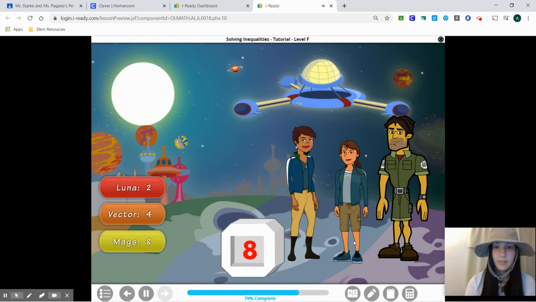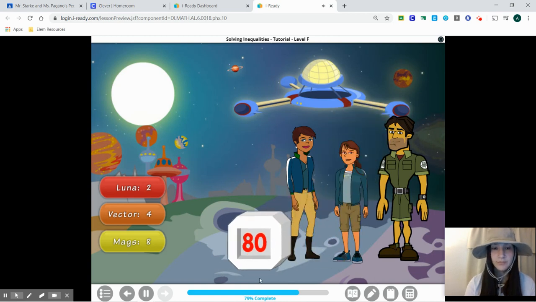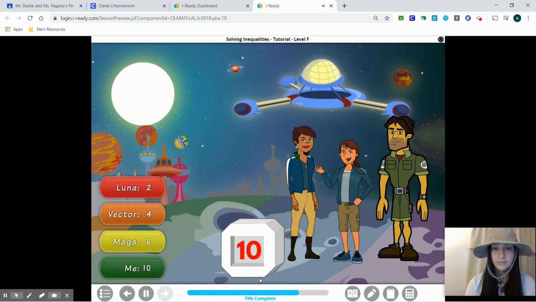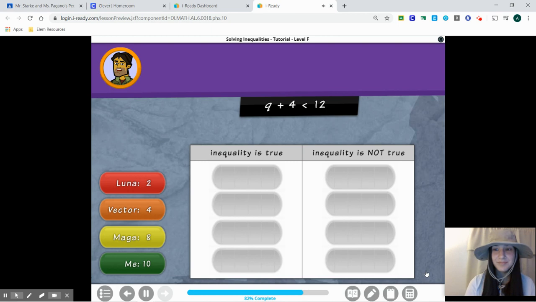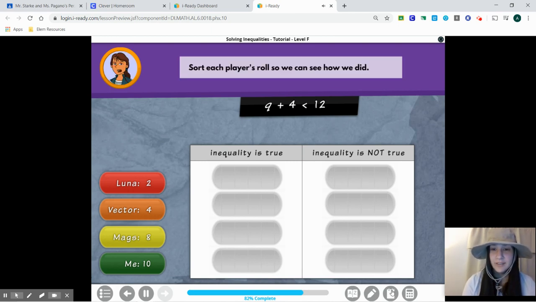Your turn. Click the die to roll it. Here we go. Looks like you got a 10. A 10. Oh, look, an inequality. Let's see which numbers will work. So much fun. Sort each player's roll so we can see how we did.